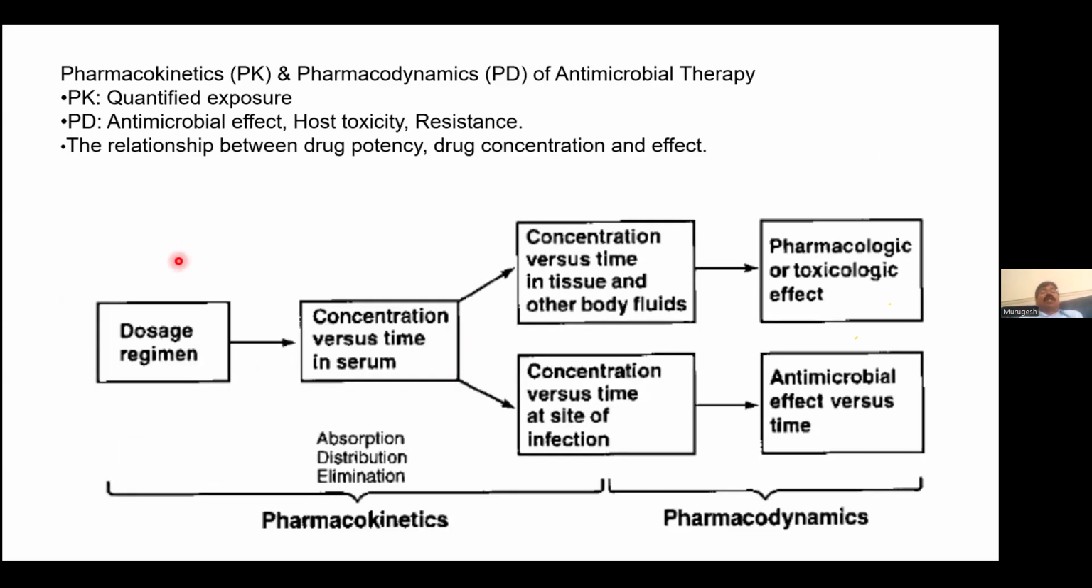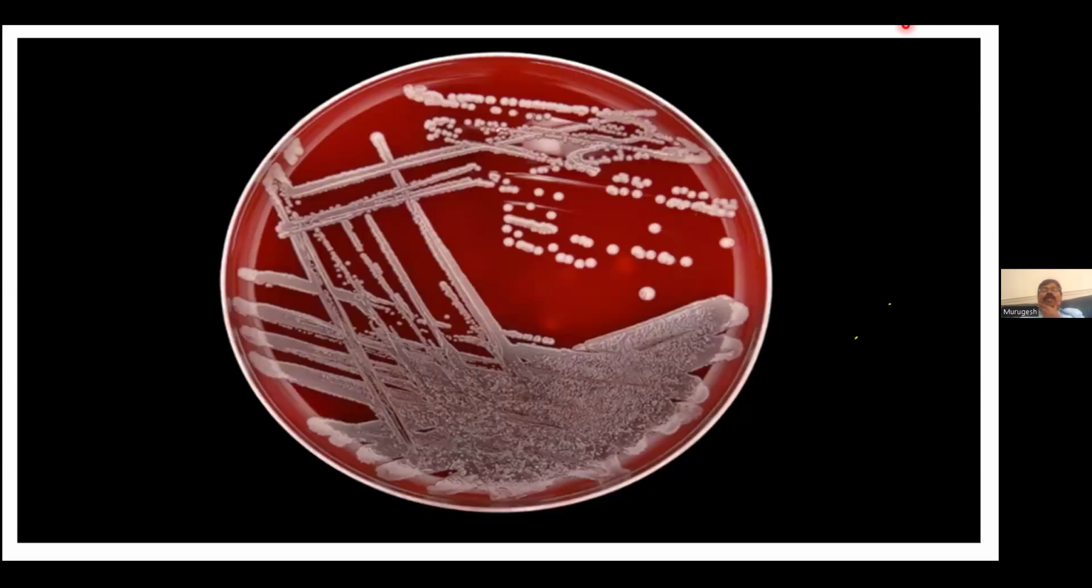This, in short, is to summarize everything. By pharmacokinetics, we just quantify the exposure to the antibiotic. Pharmacodynamics covers your antimicrobial effect, post-antibiotic effect and resistance, which includes drug potency, drug concentration, and effect. Initially, you administer the dose, you achieve concentration versus time in the serum, and for the host, it's the pharmacological or toxicological effect. For the organism, it is the antimicrobial effect, and how much time you achieve. So in short, this is pharmacokinetics and pharmacodynamics when it comes to antibiotics. Now I go to microbiology proper.